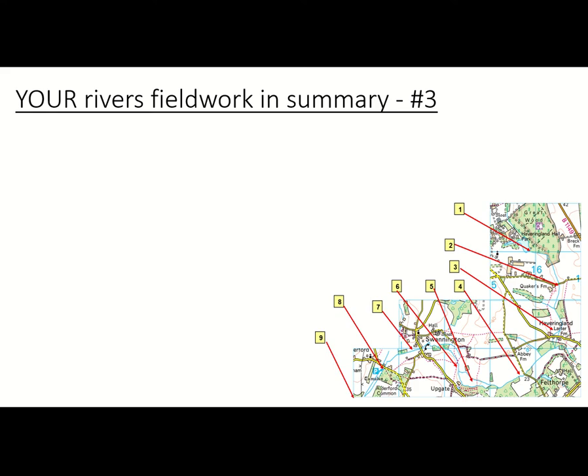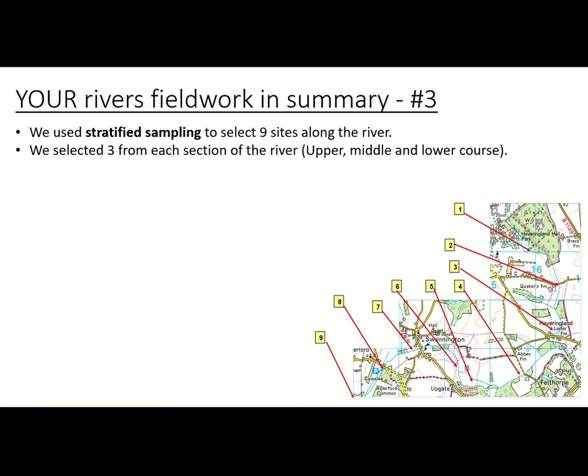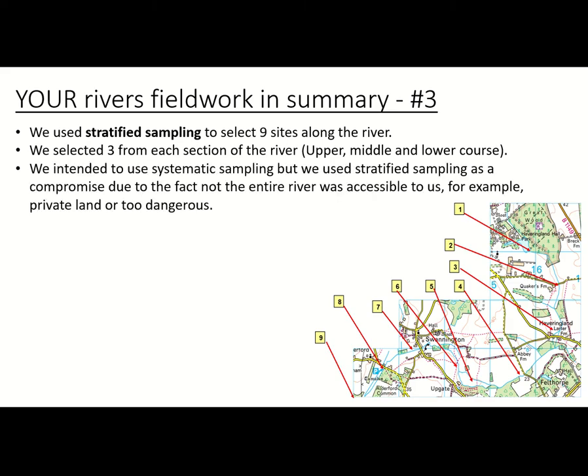So in summary, okay, we've got listed on this OS map, which I'll use a few times, the 9 sites that we wanted to use. Okay, so we use stratified sampling to select 9 sites, and the reason it's stratified is that 3 of them are in the upper course of the river, 3 are in the middle, 3 are in the lower. So we've got the same number of sites in each of the different aspects or courses of the river.